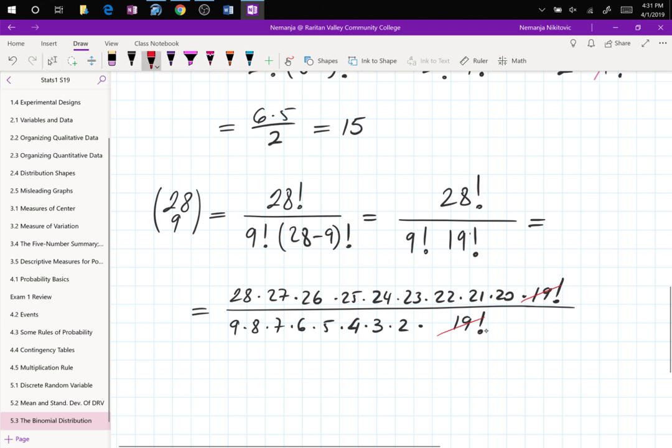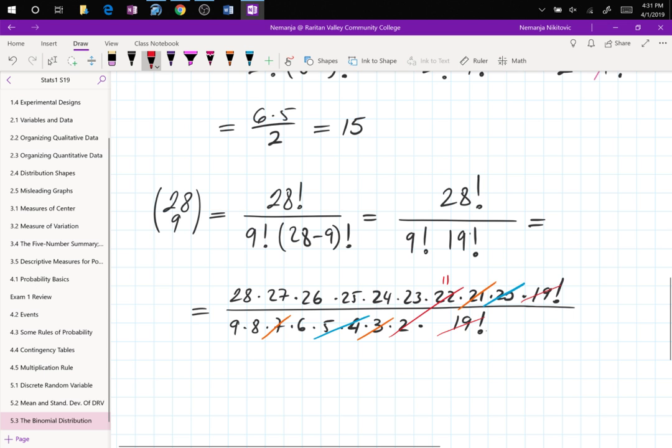4 times 5 is 20. Great. That's going to kill 20. Maybe I can color code. Let's do that blue. 4 times 5 is 20. Dead. How about orange? 7 times 3 is 21. Great. Dead. Then we can just flat out cancel 2 and 22, get 11 over there. That's better.